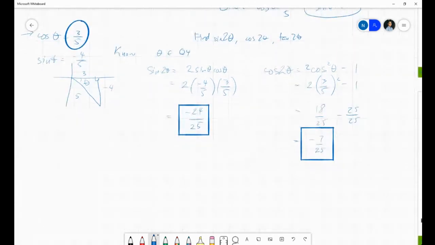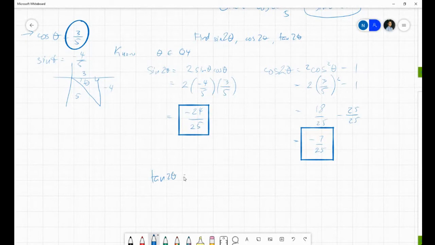Similarly for tangent, but since I already have sine and cosine right here, then I don't even need to use the formula. So this is just sine 2 theta over cosine 2 theta. And you can see here, both of them have a denominator of 25, which you can actually just cancel. And I'll show you that here.